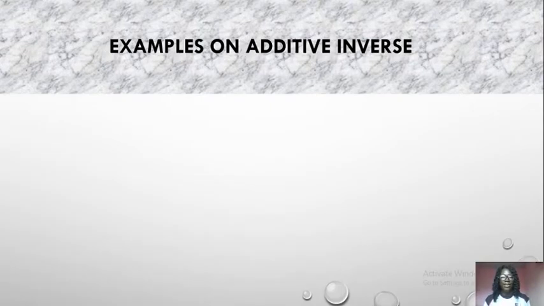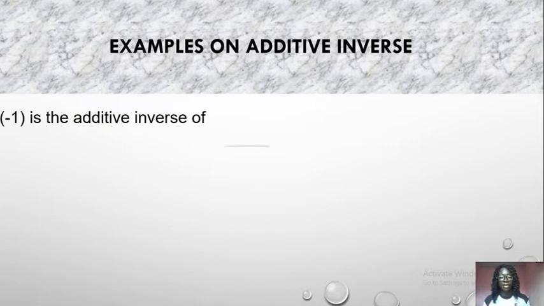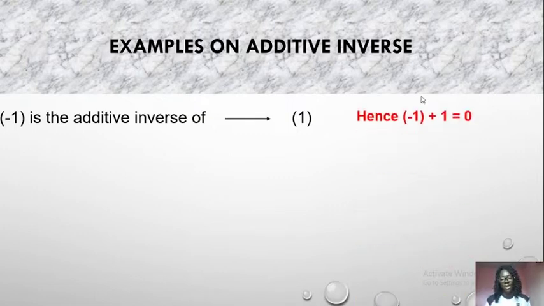So let's see that of inverse. For the first example, I have minus 1 is the additive inverse of 1. Remember, for addition, it is just the opposite. So the opposite of minus 1 is 1. And for you to really show that this is correct, we add minus 1 plus 1 and see if we get 0. So here, minus 1 plus 1 equals 0. So the additive inverse of minus 1 is 1. It's just the opposite. That's all you have to do.